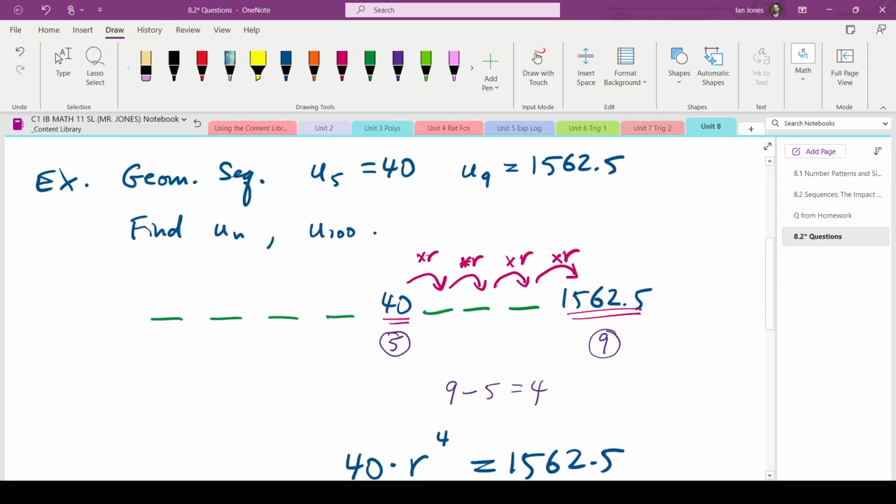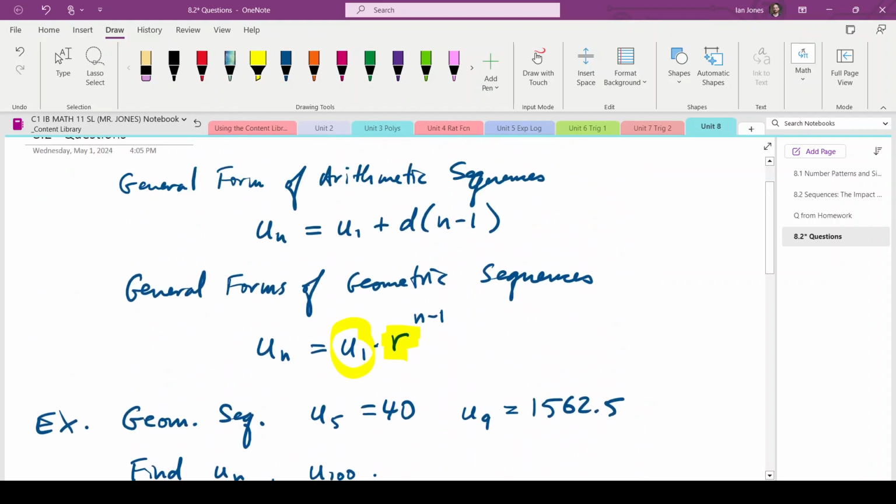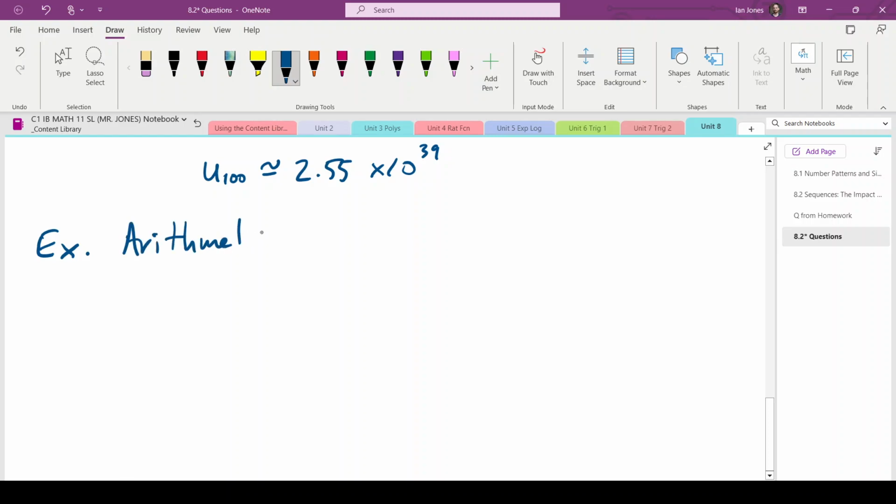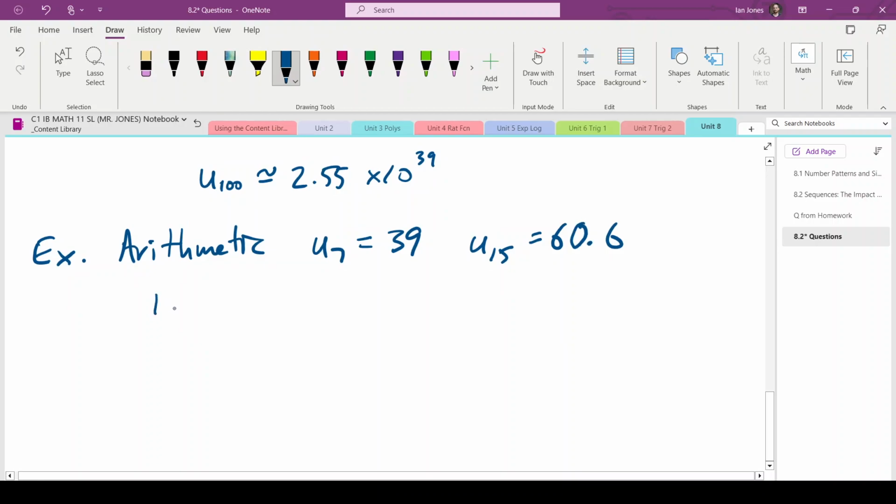Okay, so that's one. Now, let me do another example, very similar, but this time we'll be dealing with an arithmetic sequence. I made up a question that goes like this. We have an arithmetic sequence. We're told that it's arithmetic. We have that U7 is 39. We have that U15 is 60.6. And we're asked once again to find the general term, un, and we're also asked to find u of 100. Why not?